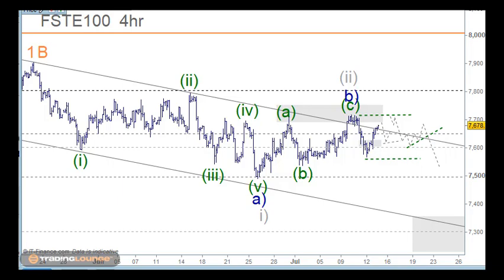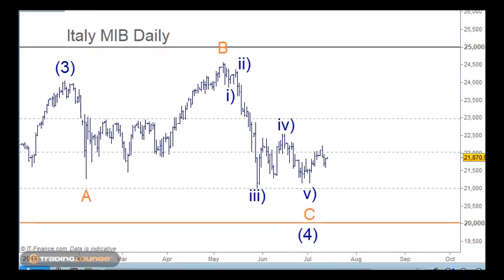The MIB is slightly different. With the MIB here, I can count this as a wave 3 over here and an A wave here and a B wave over here, and then 5 waves down here in terms of 1 and 2 and 3 and 4 and 5 here. So we can actually have a low in here, and this can be bullish.